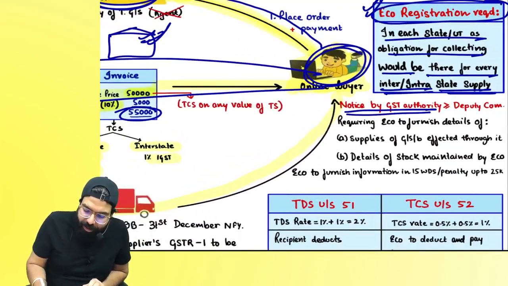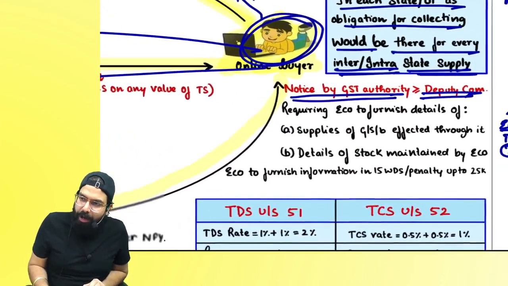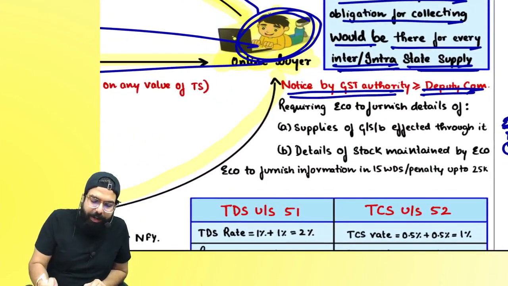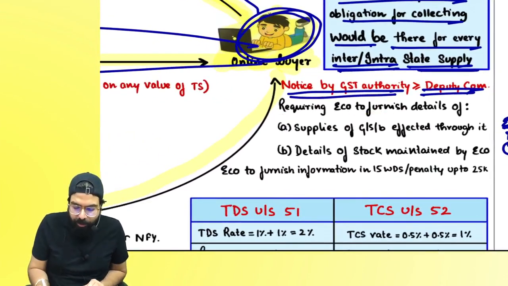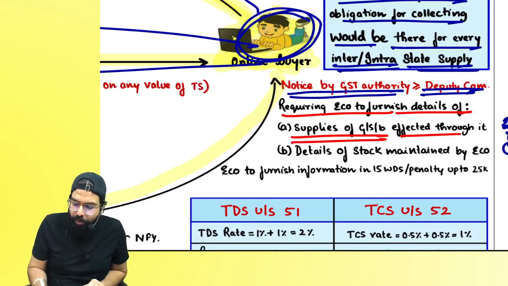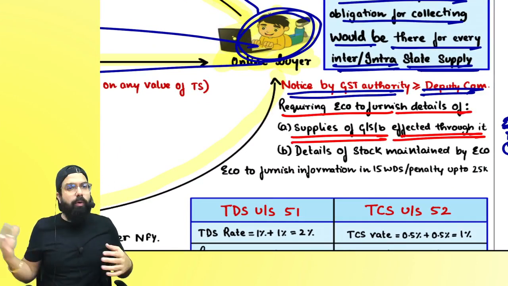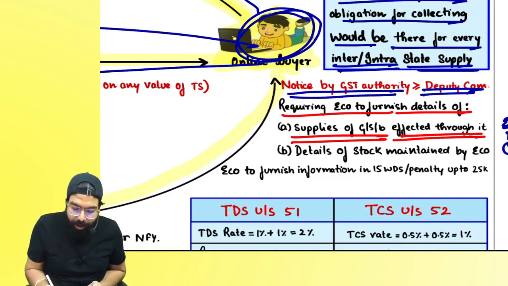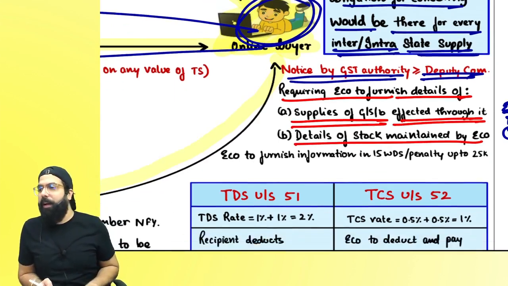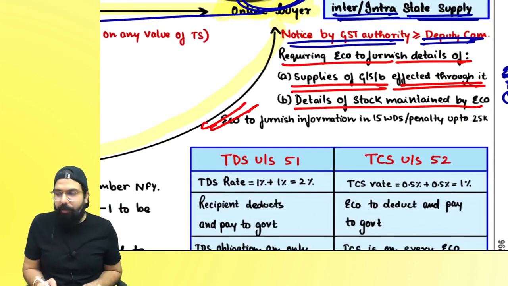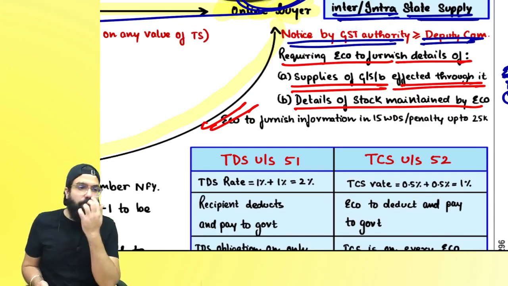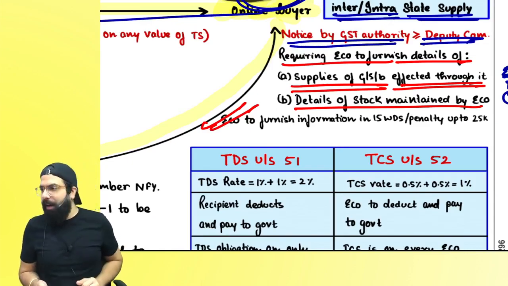If a GST authority of the rank of deputy commissioner or above wants these details, they can tell the e-commerce operator, hey, you provide me details of supplies of goods effected through you: who are the people who have sold the goods through you, and also the details of the stock which is maintained by you. If they provide within 15 working days, very good. Otherwise, a penalty up to 25,000 can be levied. Can I go ahead, everyone?